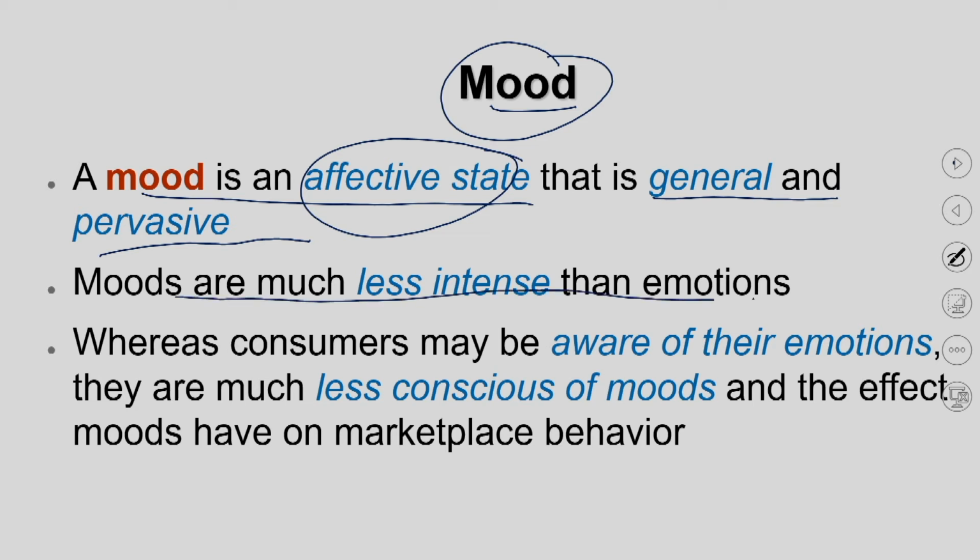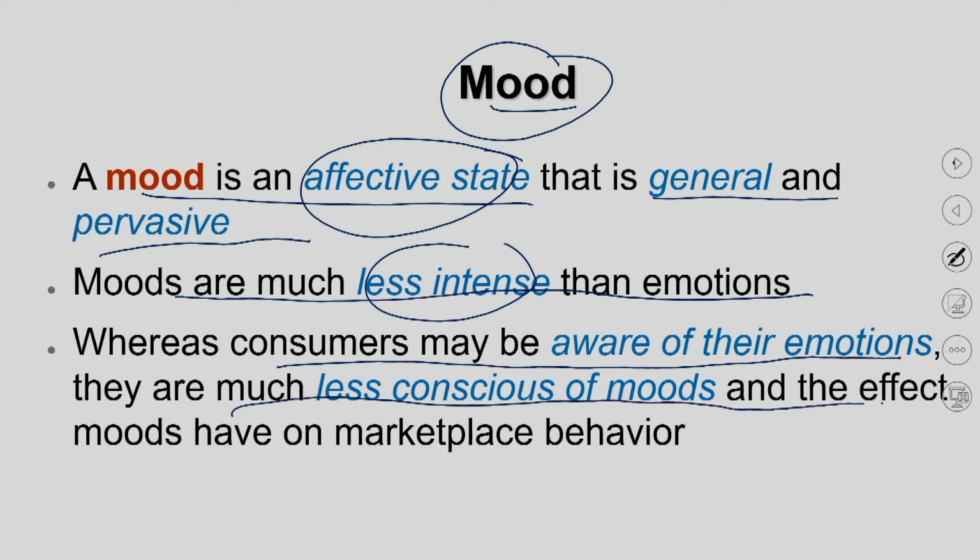Moods are much less intense than emotions, as we have discussed before, because the physiological component is not there. Whereas consumers may be aware of their emotions, they are much less conscious of moods and the effect moods have on the marketplace. Generally, consumers are very sure of what role emotion has on the marketplace, but they have very little idea that mood also has an effect on the marketplace.